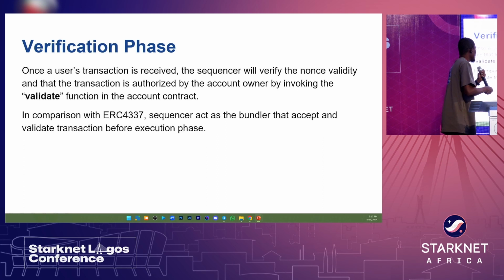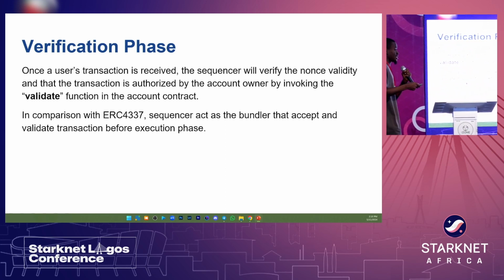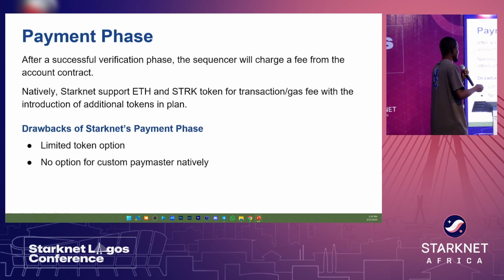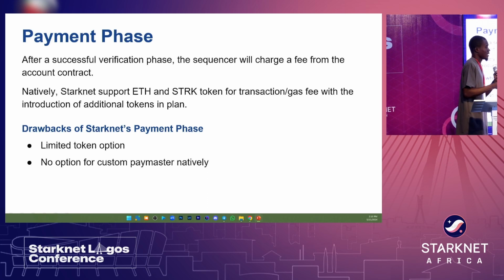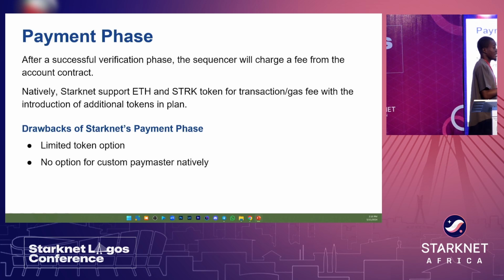Now, this particular verification phase is triggered by the sequencer. The triggering of verification and execution is done by the sequencer. After this verification phase, the sequencer will request a fee, or will charge a fee, from the account contract. That way, Starknet is able to implement some static token as gas fee. Currently, they are supporting ETH and STRK token as the gas fee.